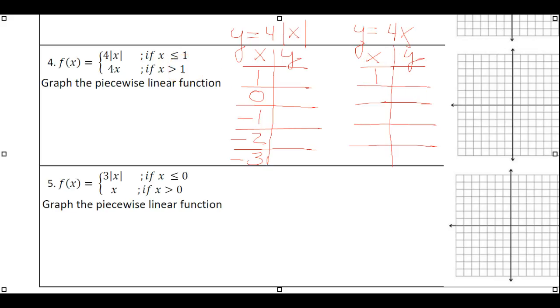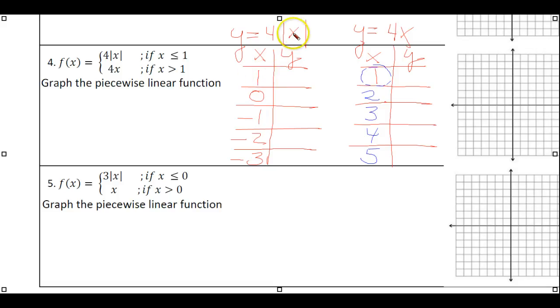So 1 is the hookup point, so to speak. And we're going to put a circle around that to indicate that's not in the set. And then 2, 3, 4, 5. Now this is a little tricky because it's absolute value. So let's see what we get.